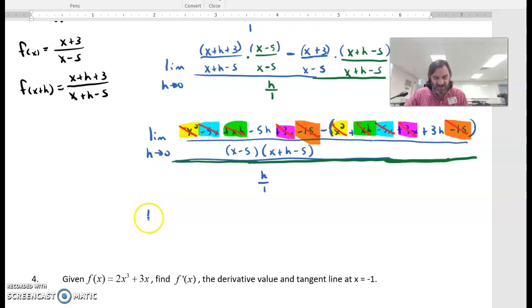I've got the limit as h approaches 0 of a great big fraction, but I'm going to write it a little bit differently this time. I'm going to write it as the fraction that I have, which looks like negative 5h minus 3h. So that looks like negative 8h. And then on the bottom I have x minus 5 times x plus h minus 5.